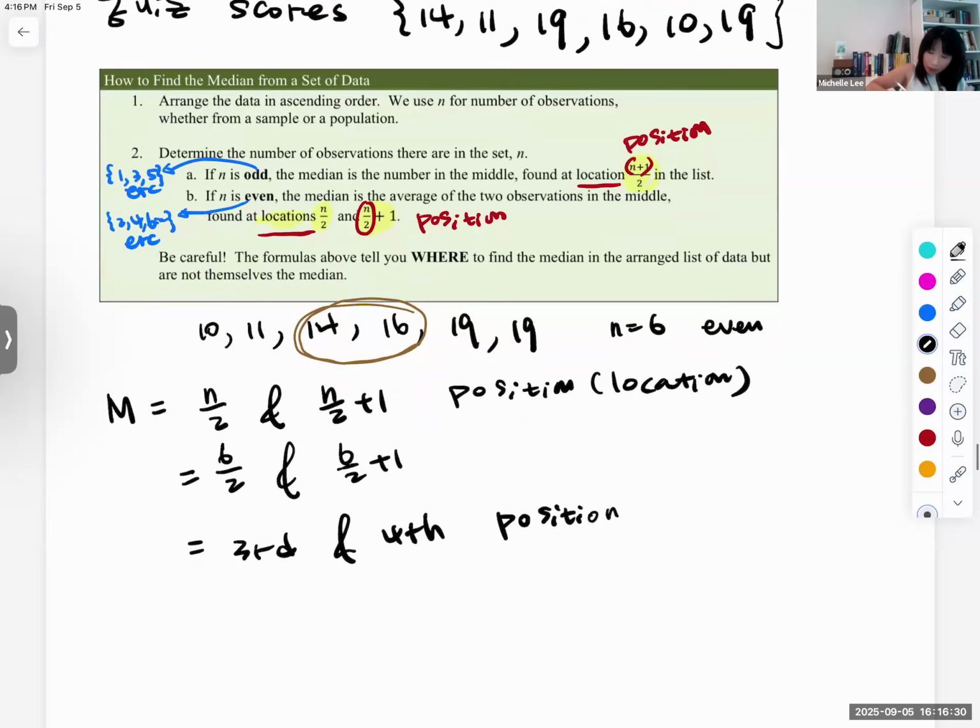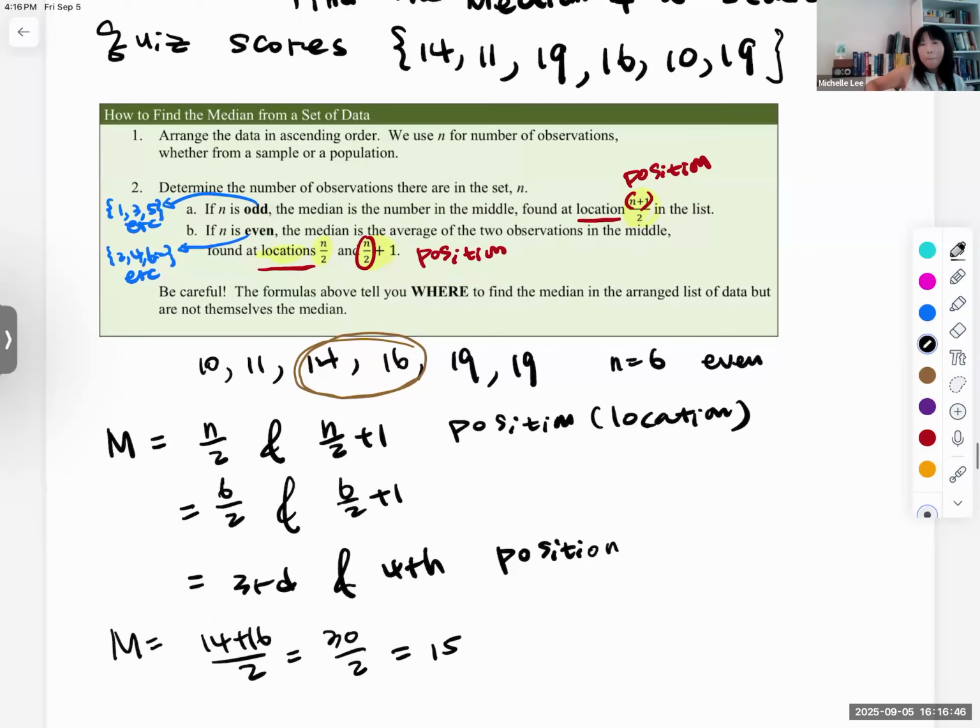Okay, so the median m equals (14 + 16) divided by 2. Can you please calculate 30 over 2, which is 15? Excellent. So the median for this quiz score, the middle number, will be 15. Why are we doing this? Yeah, we want to find the middle number, right?